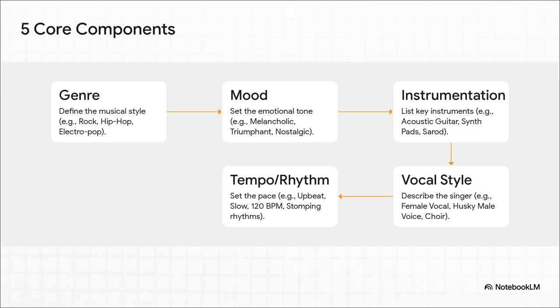A really effective style prompt is built on 5 core pillars that basically define your song's entire universe. You need to tell the AI the genre, the mood, the specific instrumentation you want to hear, the vocal style of your singer, and finally, the tempo, or the rhythm. If you can nail these 5 things, you're giving the AI a crystal clear blueprint to work from.